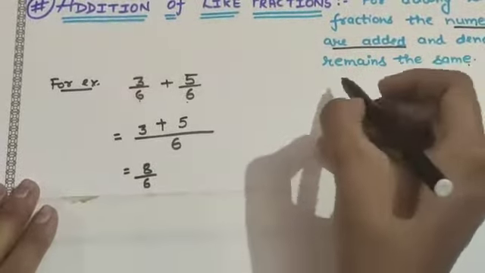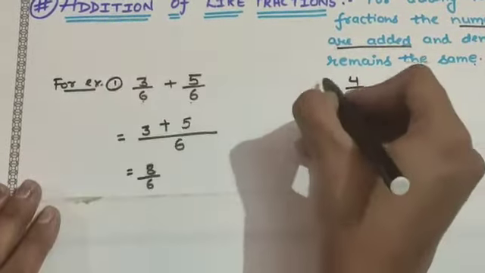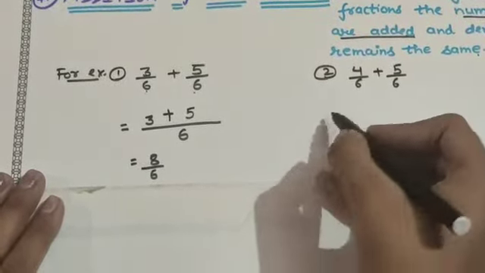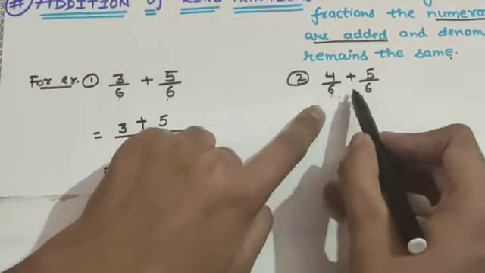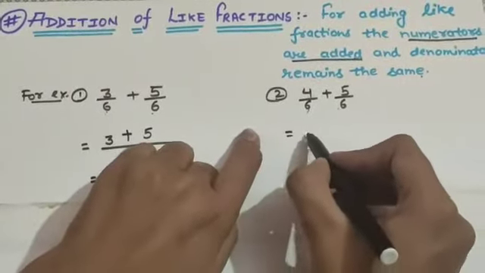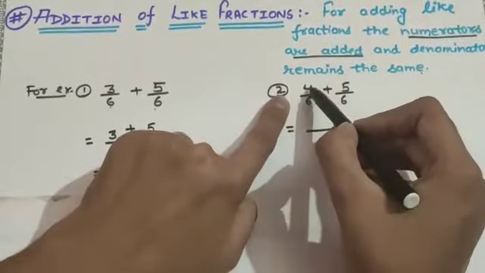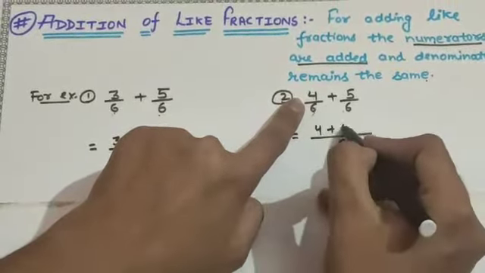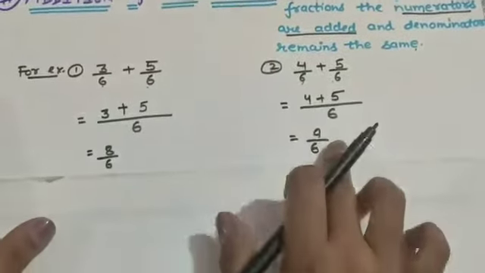Now let us look at another example. If you have to add 4 by 6 plus 5 by 6. Here also you can see that these fractions are like fractions because they have the same denominator, 6. So for adding them, the denominator 6 remains the same and the numerators get added. The numerator of the first fraction is 4 and the numerator of the second fraction is 5. So it will be 9 by 6. This is the way we add like fractions.